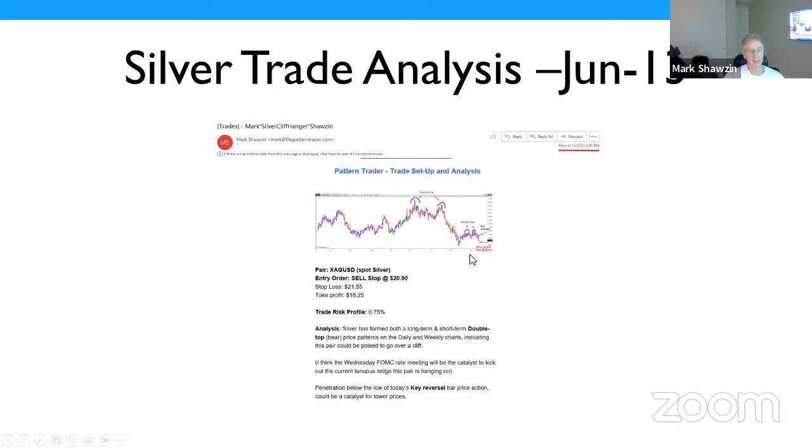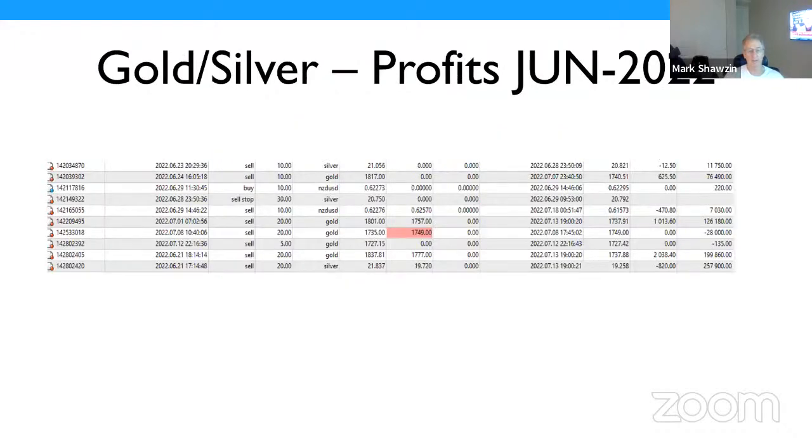silver, XAG USD. That's the ticker symbol for spot silver. And I said silver has formed both a long-term and short-term double top bear price pattern on the daily and the weekly charts, indicating this pair could be poised to go over a cliff. And based on a combination of trades in gold and silver, you can see I made just a boatload. I made $257,000 just on this one trade in silver, $199,000 on this one trade in gold, lost 28 grand in that, and on and on.